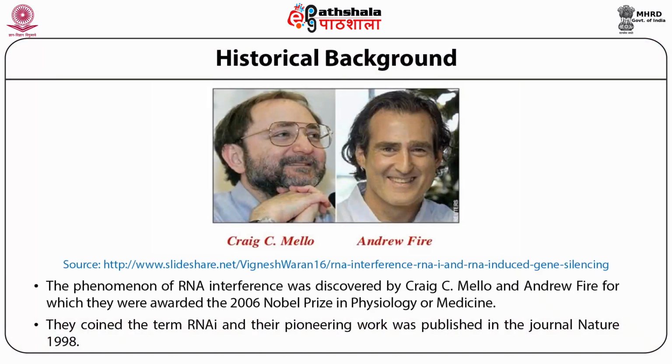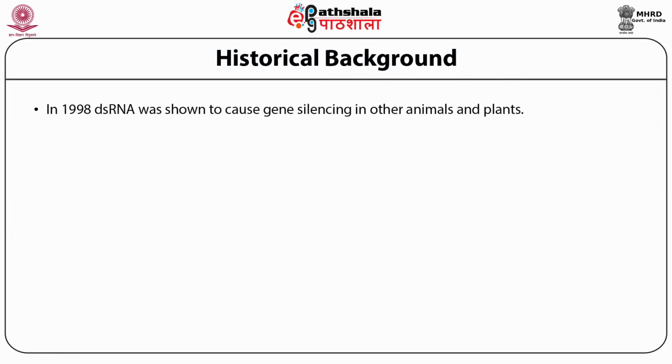The phenomenon of RNA interference was discovered by Craig C. Mello and Andrew Fire, for which they were awarded in 2006 the Nobel Prize in Physiology or Medicine. They were the ones who coined the term RNAi, and their pioneering work was published in the journal Nature in 1998. In 1998, double-stranded RNA was shown to cause gene silencing in other plants and animals.